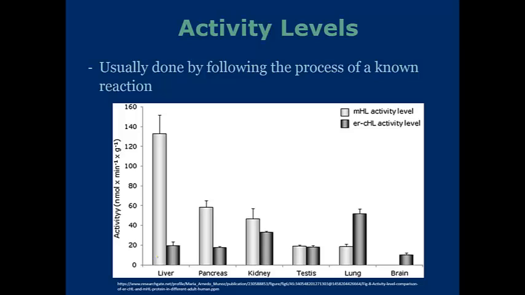Measuring activity levels is often done by following a process of a known reaction. So at the bottom there is a reaction listed. What this is measuring is how much of a product versus a reactant is present in given organs. By looking at this, we can determine how active this protein is in creating a given product. If there's more reactant than product, we can safely say that it's not very active in that area, and vice versa is true if there's more product.